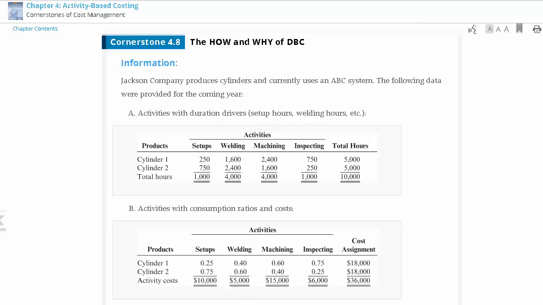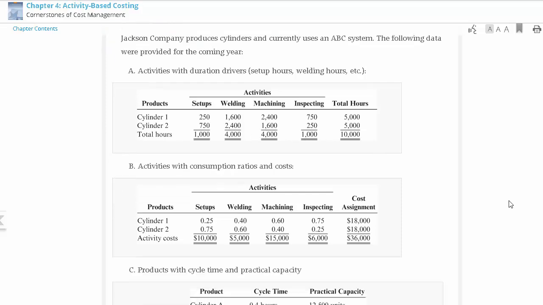So let's go through an example. Here we have Jackson Company, and they produce cylinders, and they currently use an ABC system, and here's the data that we know. They have setups, welding, machine, inspecting, those are all the activities. They make 2 products, or at least for purposes of this illustration, we're going to assume there's only 2 made, and we see the total time spent. Now, activities with consumption ratios and cost are provided in B. So now we see some information here.